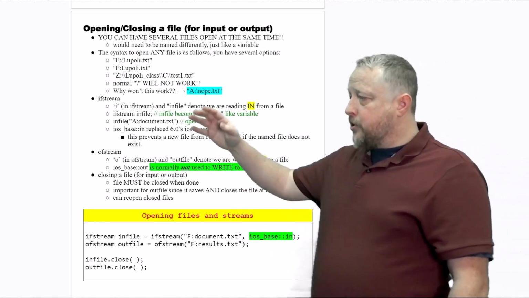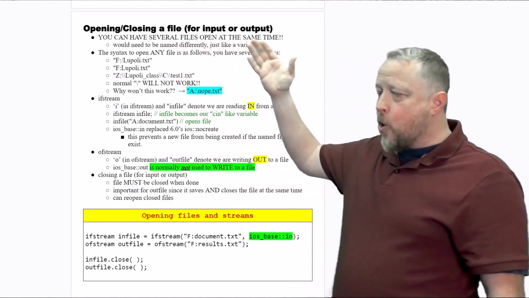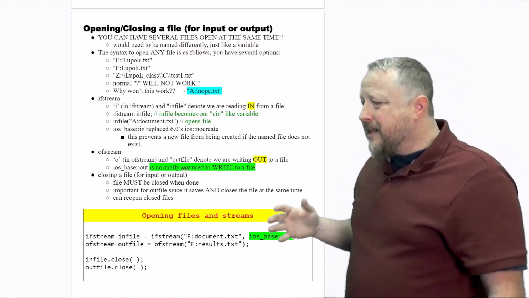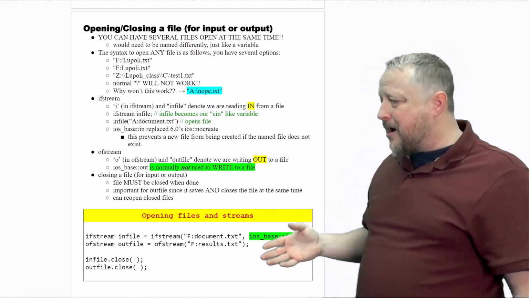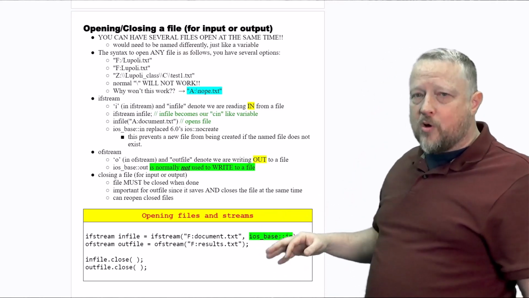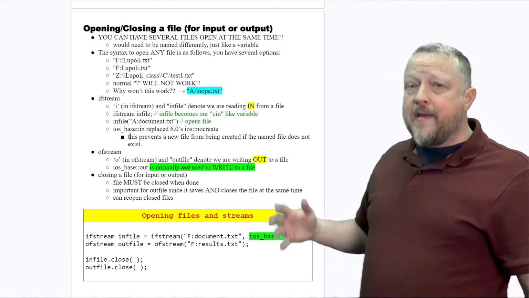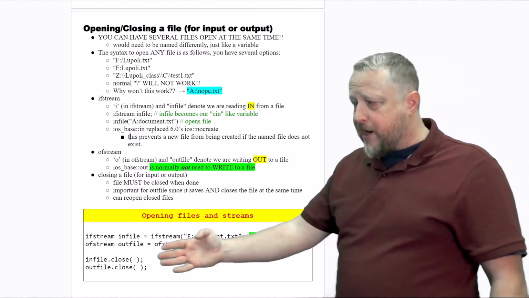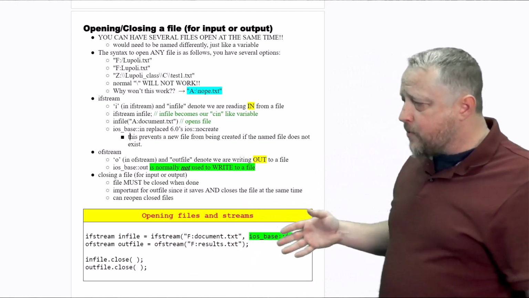By the way, you can have several files open at the same time. In the educational examples that I'm showing you here, I might have one file open for input and one for output, but you can have many of them open. The only thing you have to do is change a little bit of the variable name. So let's go over this first one.